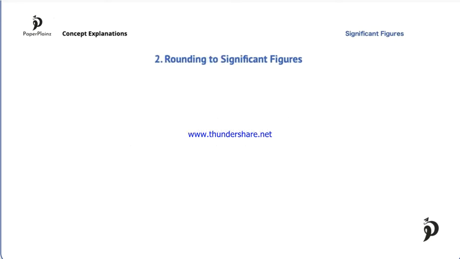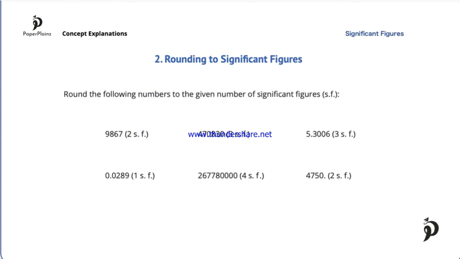Let's see some examples about rounding numbers to significant figures. SF here stands for significant figures. In the first number, we have to round to 2 significant figures, so let's find the first 2 significant figures in this number. These are 9 and 8. So we have to round the 8 based on the next number, which is 6. This means that the 8 must be rounded up, so we get 9, 9.